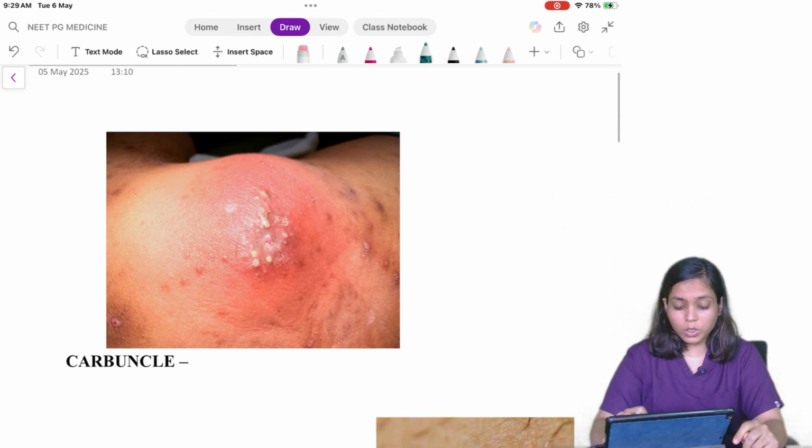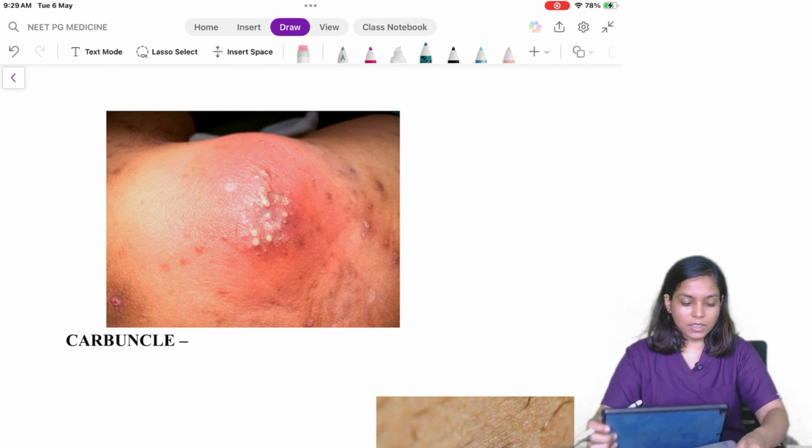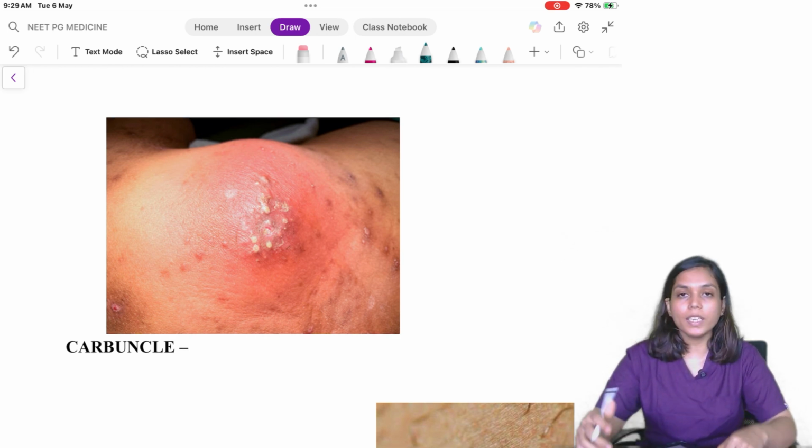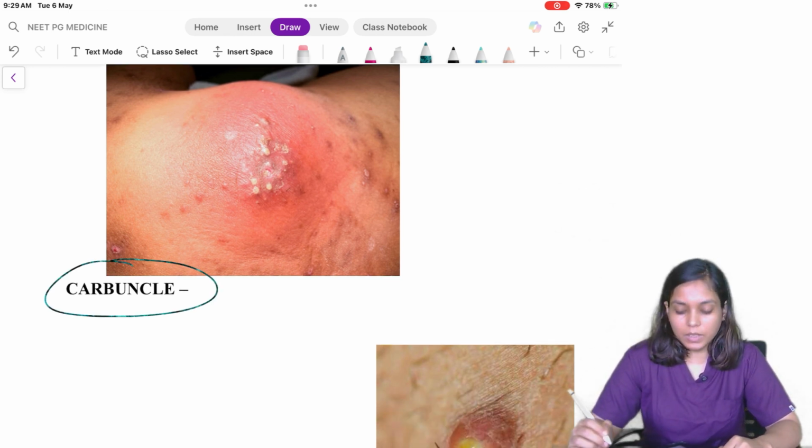This is the most common case we see in our daily practice in OPDs. Okay, so this is carbuncle. We are going to discuss about carbuncle.